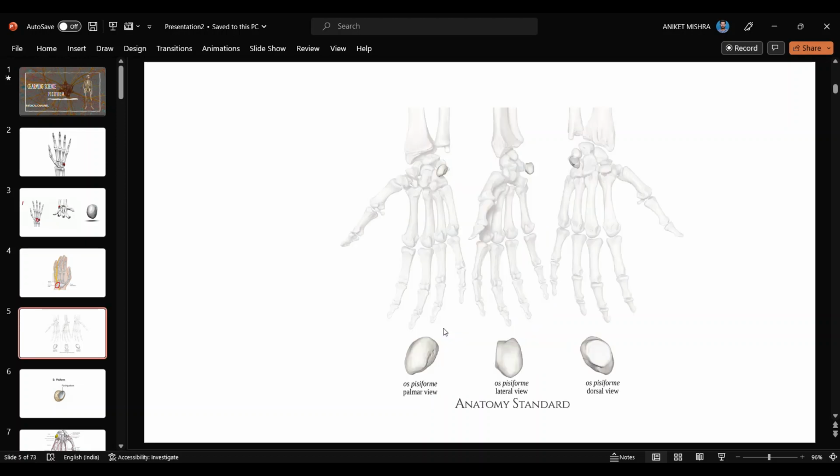When we talk about the surfaces of the pisiform, it has four surfaces: the dorsal surface, the palmar surface, the lateral surface, and the medial surface. When we see the dorsal surface, we will find that it has a concave facet.